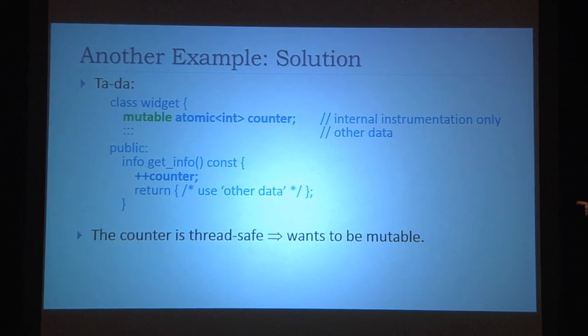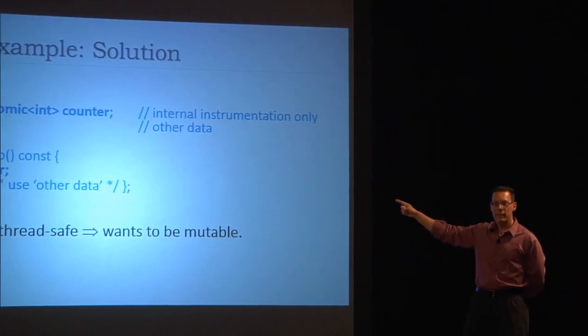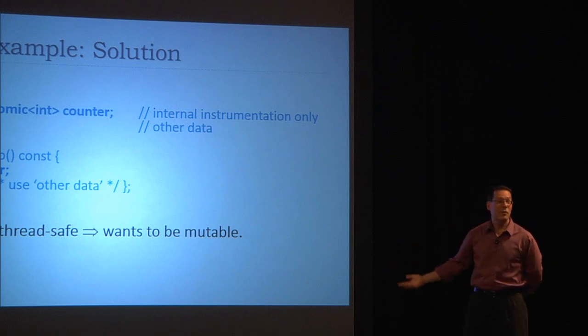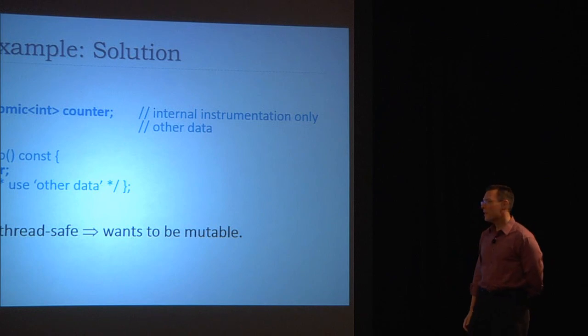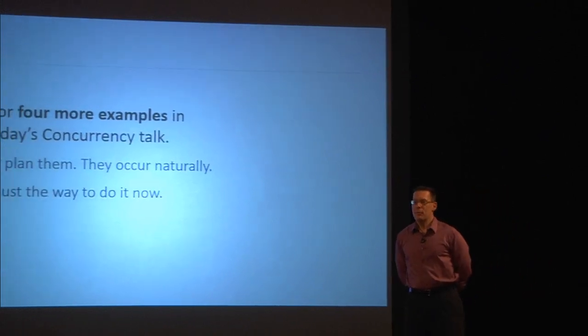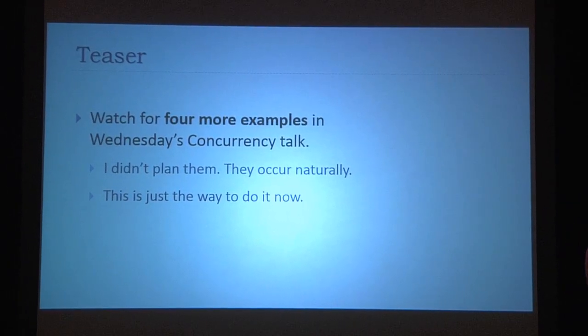If you forget to say mutable here for this thread safe member, your compiler will tell you. And what will it write? Write const cast, which is now thread safe cast, or make it mutable. The error messages already tell you the right thing to do, which is kind of a nice compatibility story. Watch for 4 more examples in my concurrency talk on Wednesday. I did not intend to write them. They just come up because it's the way that you need to write them.